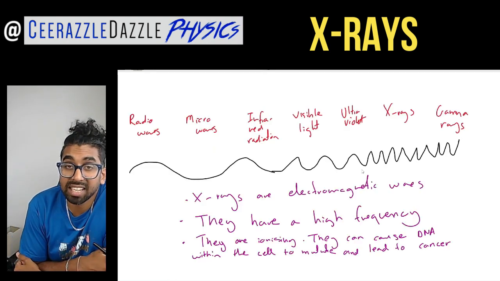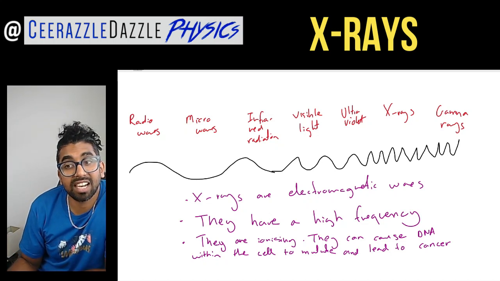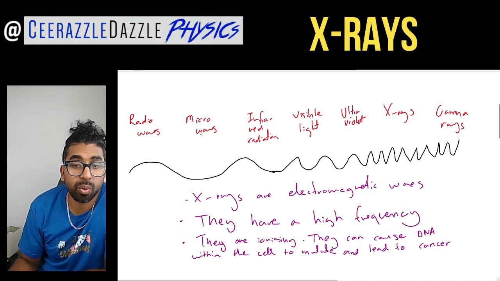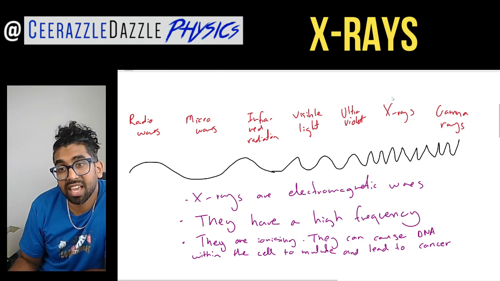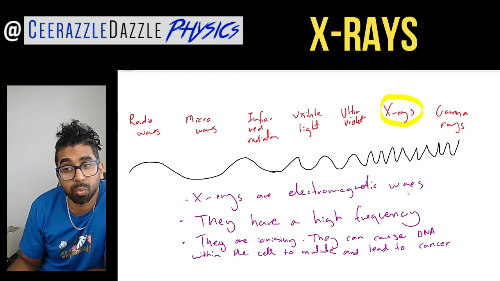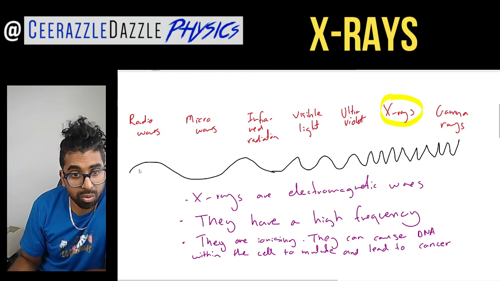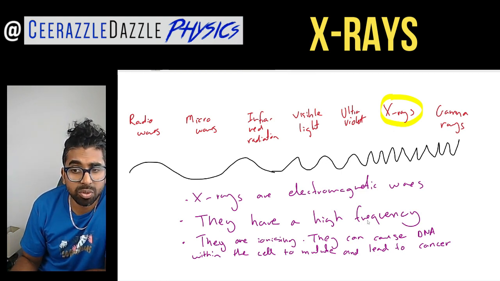Okay, so what exactly is an X-ray? Well, hopefully you can remember that this is the electromagnetic spectrum. Radio waves, microwaves, infrared radiation, visible light, ultraviolet, X-rays, gamma rays. As you can see, X-rays are found over here. So X-rays are electromagnetic waves. Don't forget, as you go across the spectrum over here, the frequency is getting higher. So these ones have quite a high frequency.